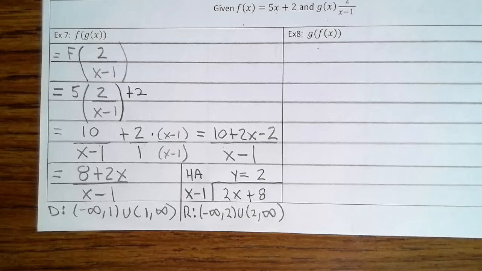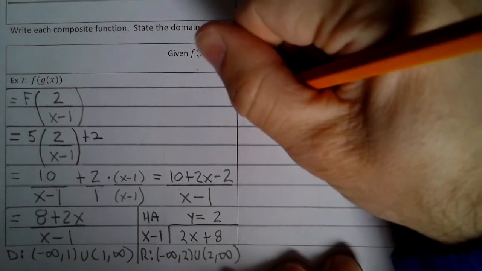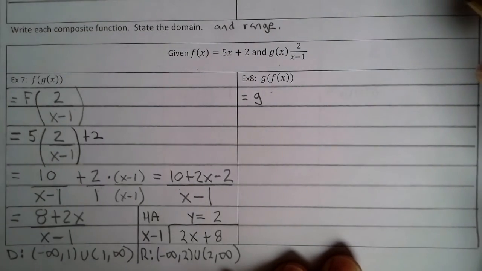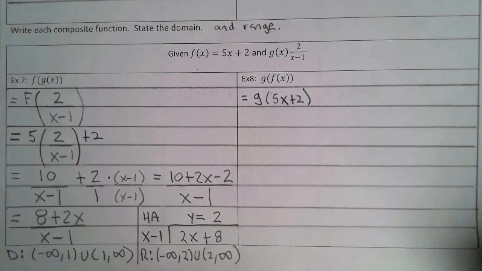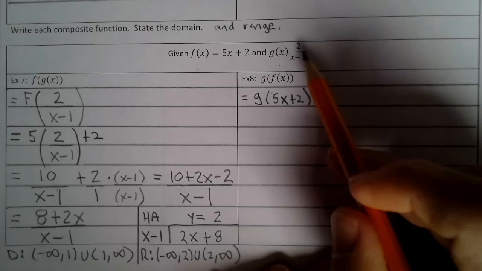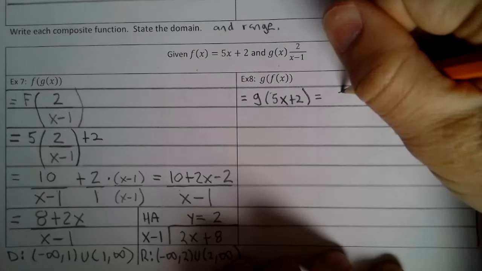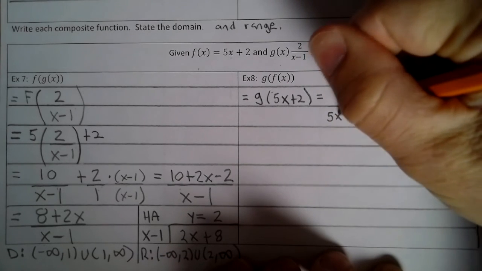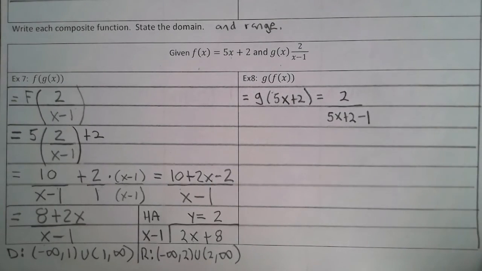All right, let's take a look at example 8. All right, so that's g of f of x. Well, f of x is 5x plus 2. So you're plugging that in for x in g of x. So that's equal to 2 divided by 5x plus 2 minus 1. Well, that equals 2 divided by 5x plus 1.